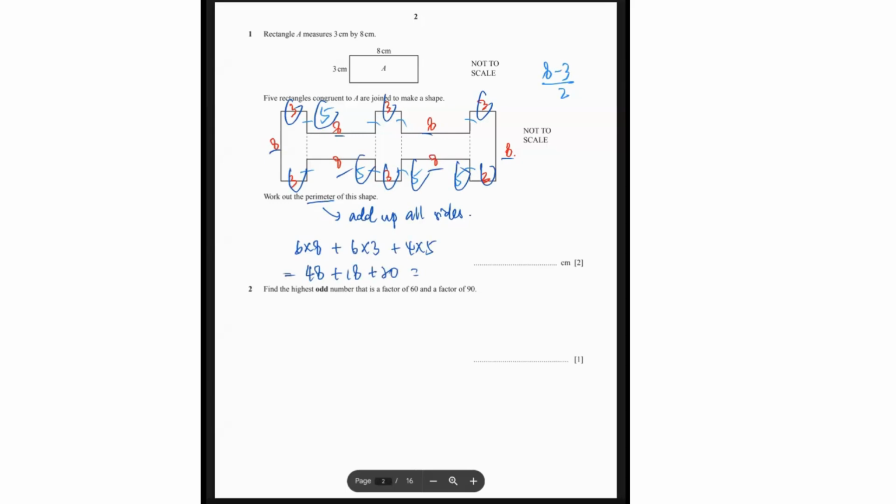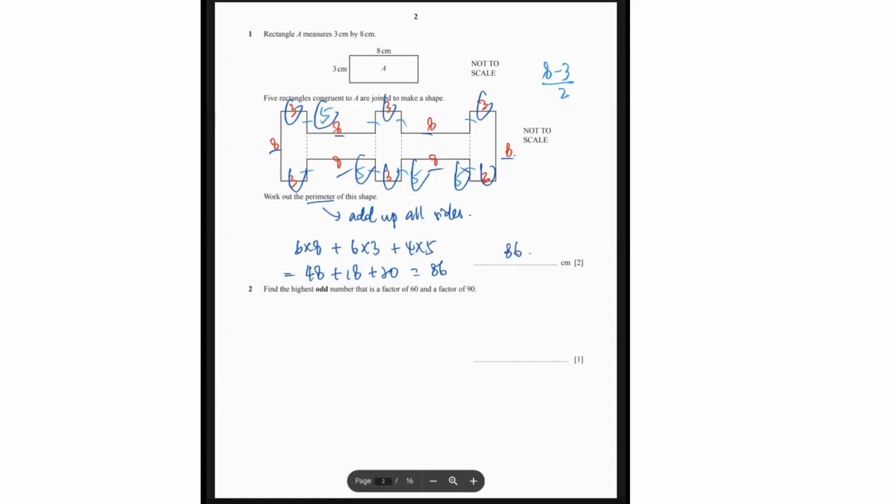You can use your calculator for this because I think this is the older syllabus. But general advice for you taking the new syllabus is to not use the calculator when you can. So this is one question that you don't need to use your calculator. Okay, so this is 86 cm.